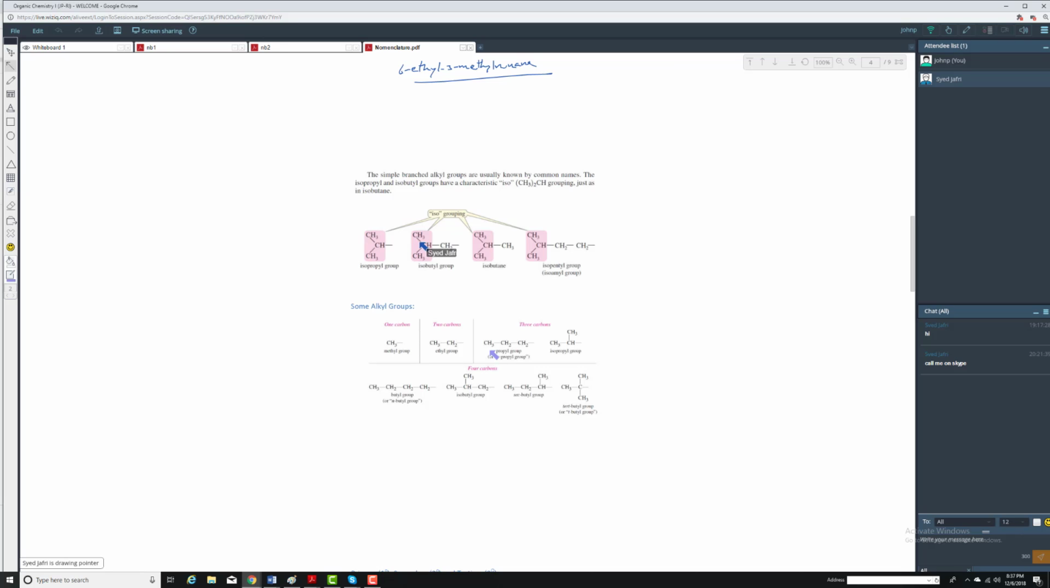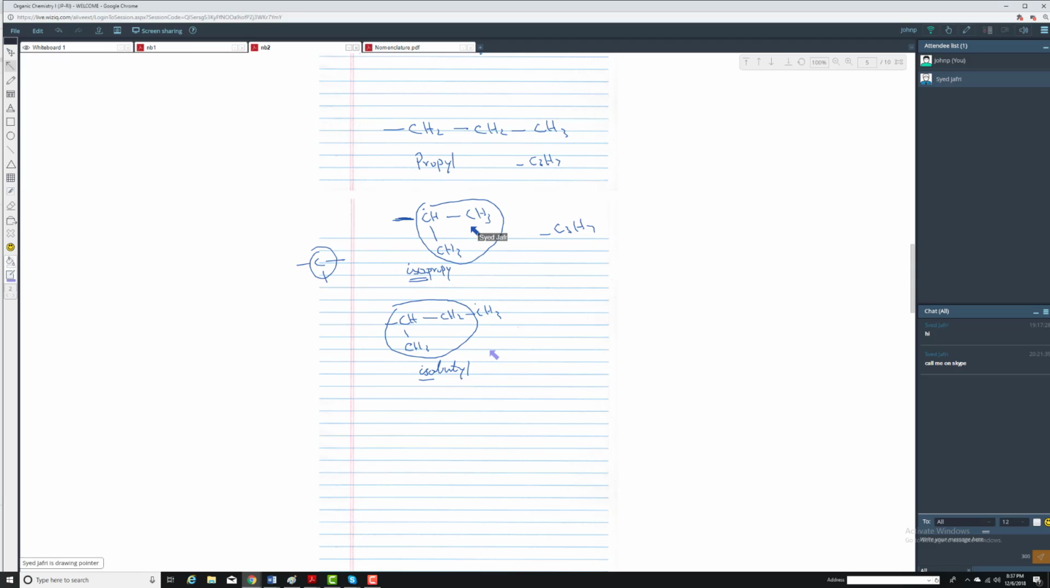CH3, CH3. Can you see this one? Now let me fix my mistake. This is okay, no problem. The other thing is, I made a mistake, so I'm going to fix this one. We are going to call this isobutyl.